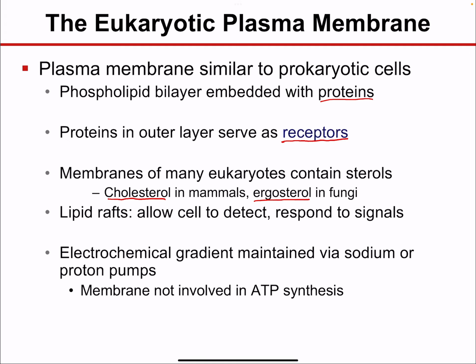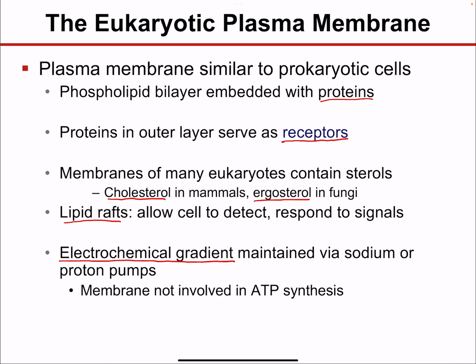Now, the plasma membrane of eukaryotic cells is going to have what we call lipid rafts. These lipid rafts allow the cell to recognize the context in which it is, to respond to signals so that it can behave appropriately. The membranes are also going to play a very important role in eukaryotic cells in what we call the electrochemical gradient.